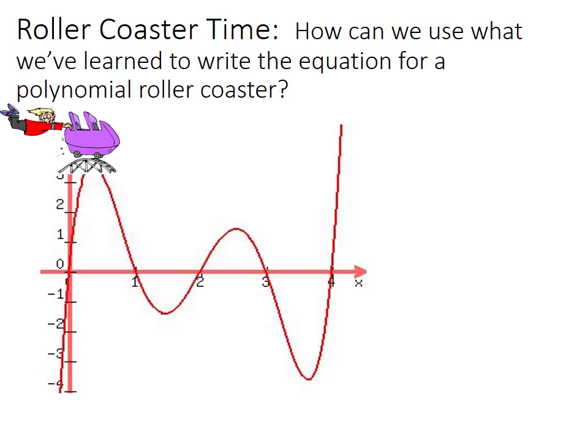How can we use what we've learned so far in this unit to write an equation for this polynomial roller coaster? Well, let's take a look. I can visibly see the zeros at 0, 1, 2, 3, and 4, which means I could write the factors x plus or minus 0, or just x, x minus 1, x minus 2, x minus 3, and x minus 4.